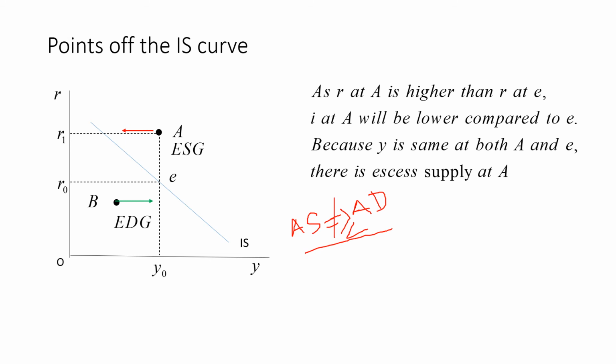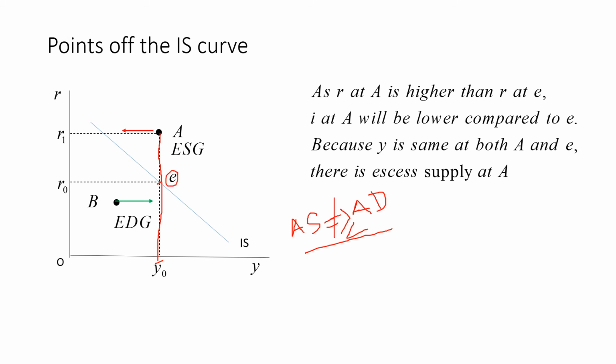A is not on the curve, so therefore either aggregate supply is greater than aggregate demand or aggregate demand is greater than aggregate supply. We just want to know what exactly happens at point A. To know that, we draw a perpendicular line from A to the y-axis and name it y0. The point where it cuts the IS curve, we name E.